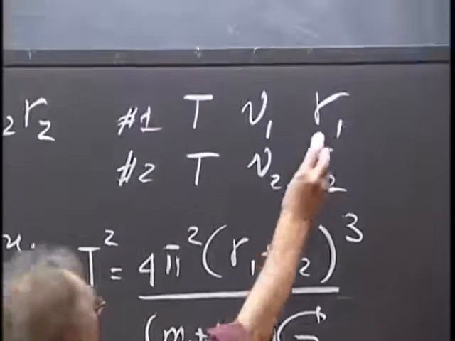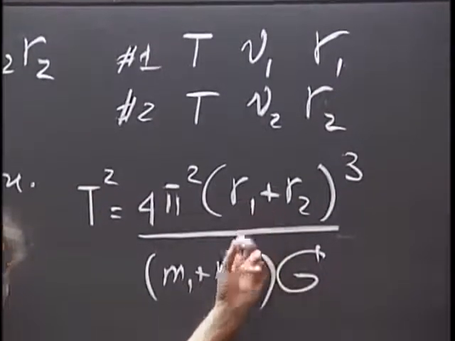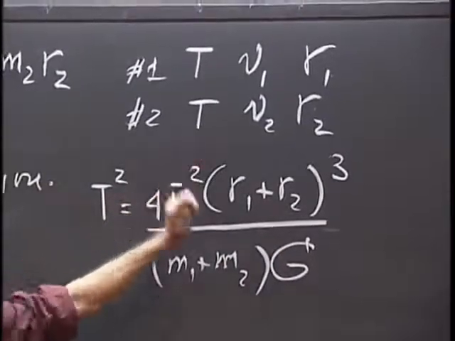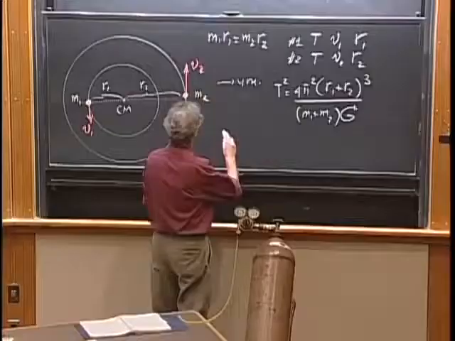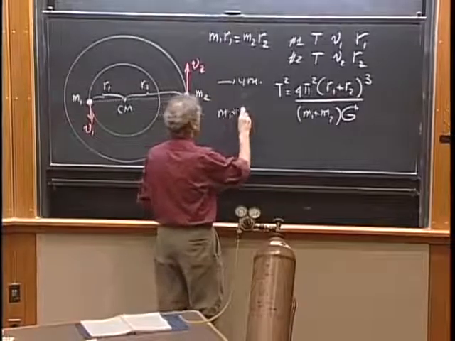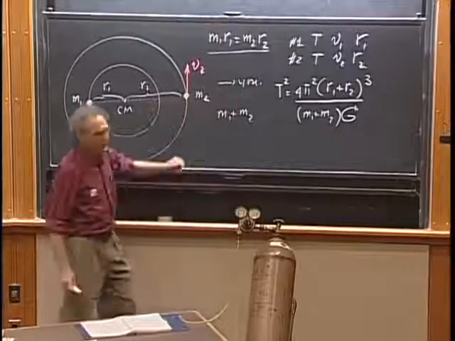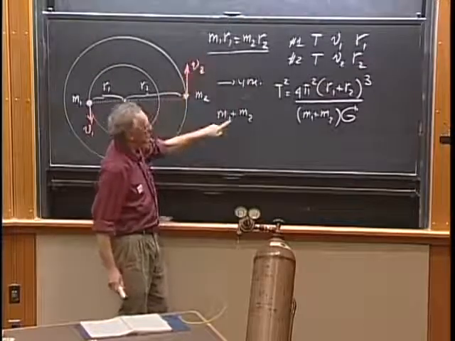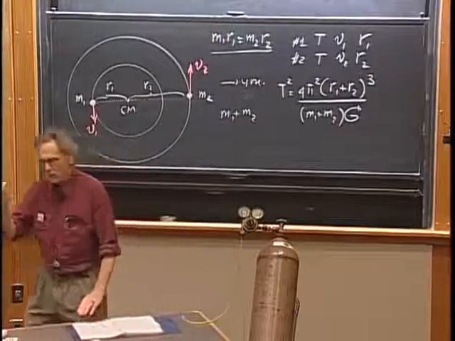You know R1 and you know R2 from your Doppler shift measurements, so you know this. You know the period from your Doppler shift measurement, so you know this. So what you don't know is what is M1 plus M2. But you know that M1 R1 is M2 R2, and so you have two equations with two unknowns, and you find M1 and M2.